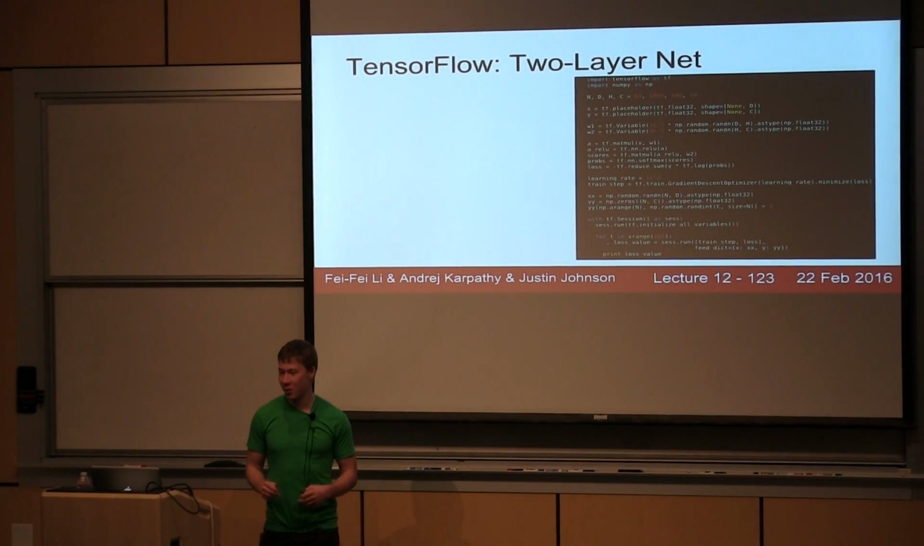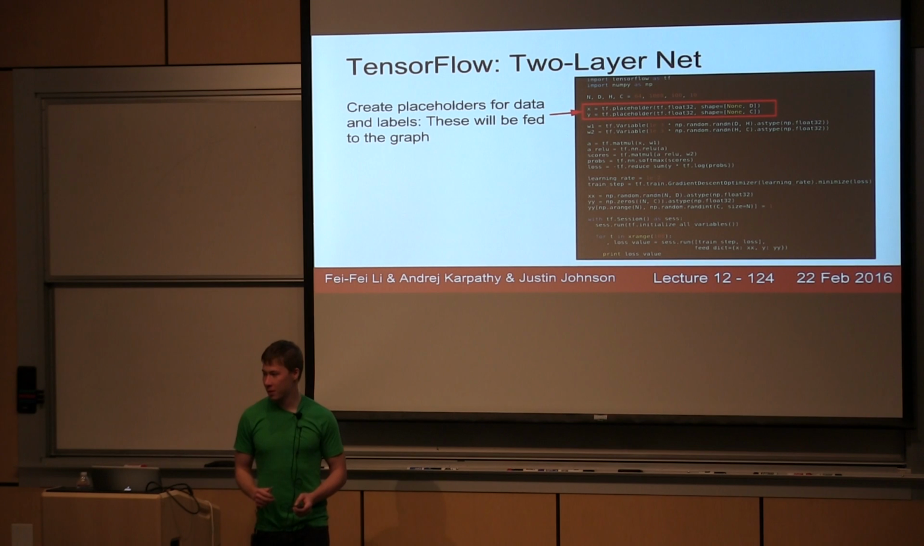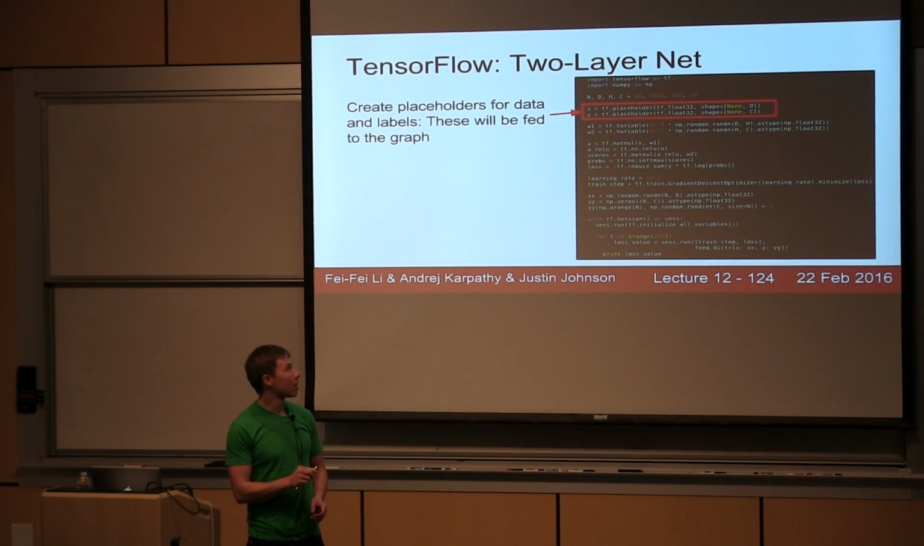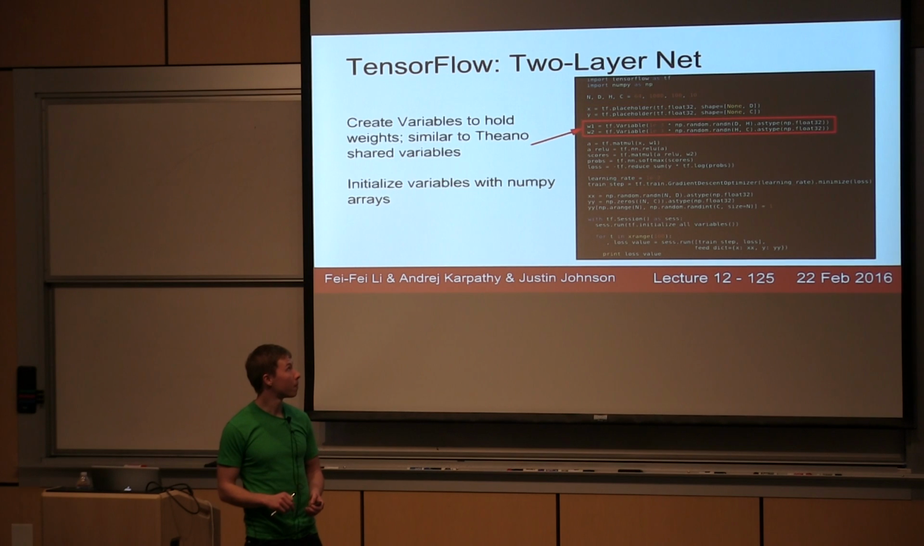So here's our favorite two-layer ReLU net. We did it in all the other frameworks. Let's do it in TensorFlow. This is actually really similar to Theano. You can see that we're importing TensorFlow. And in Theano, remember, we had these matrix and vector symbolic variables. In TensorFlow, they're called placeholders, but it's the same idea. These are just creating input nodes in our computational graph.